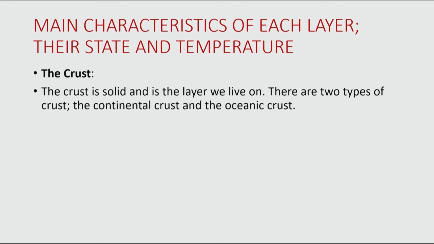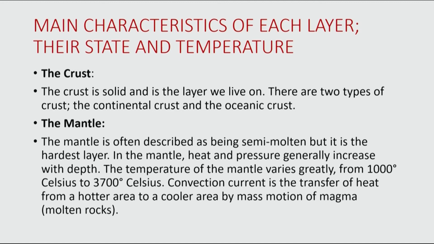So we'll start with the crust. The state of matter of the crust is solid. This is the layer that we live on. It is not very hot, and that is why it supports life. Plants and animals are able to live on the crust because of its temperature. And it is made up of two types, the continental crust and the oceanic crust.